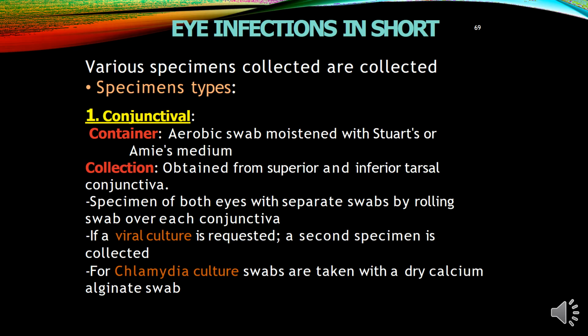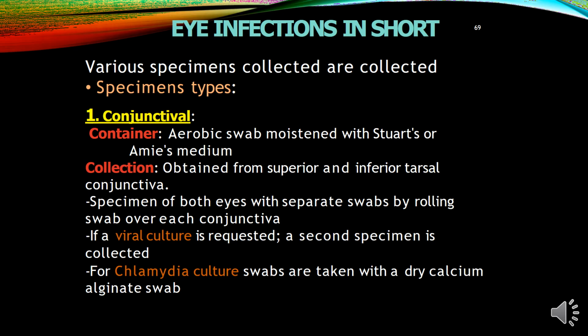So this is how the transportation and collection of conjunctival swabs are done. For bacterial culture, the container used is an aerobic swab containing Stuart's or Amies media. Collection is done from the superior and inferior tarsal conjunctiva. Specimens from both eyes are taken with separate swabs by rolling. If viral culture is required, a second sample is collected.